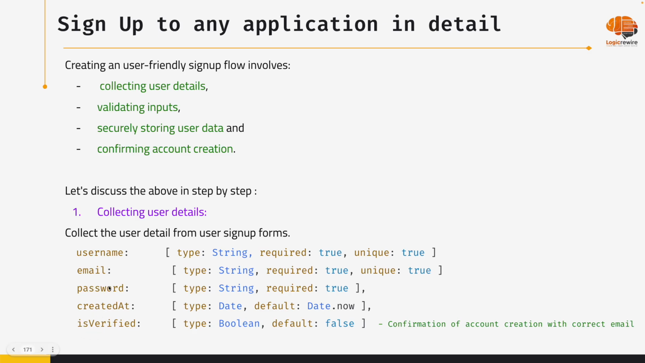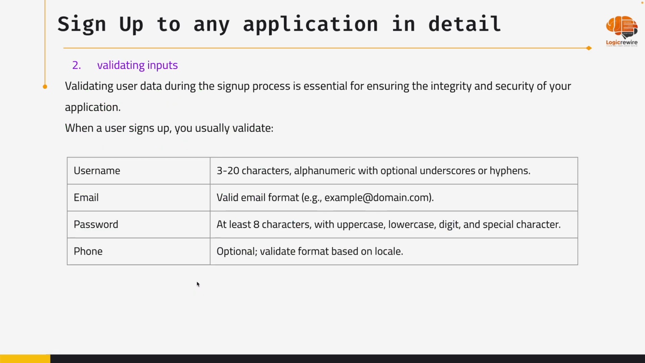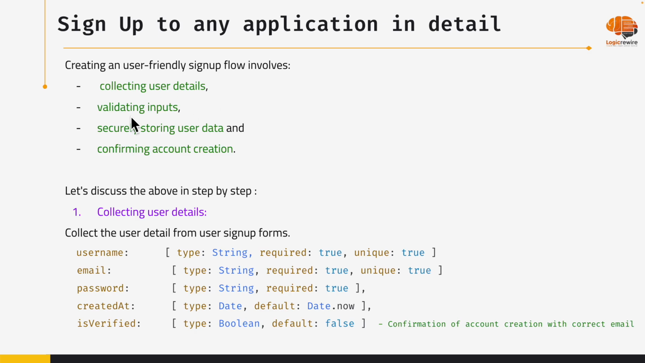But see, this password will be stored as it is. We should not do that, right? Now let's suppose validation. So second is validation. For any API you are creating, you have to follow all these things. First is collecting user detail, like request.query, request.body, request.params. Second is validating. You have to validate each input, like username should be in this format, user email should be in this format, password should be this.